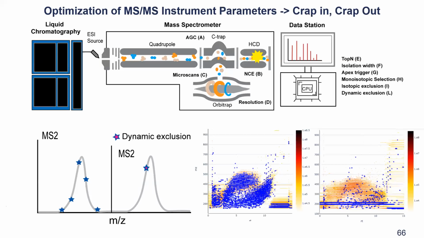Right. Okay, so yeah, this was just again the example that I showed you before. That's just the difference with dynamic exclusion on and off.